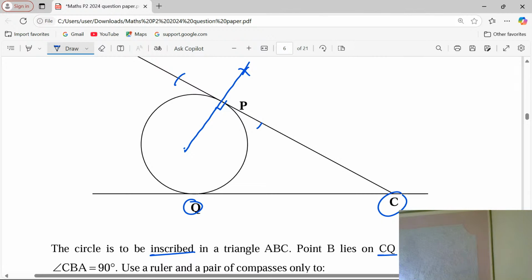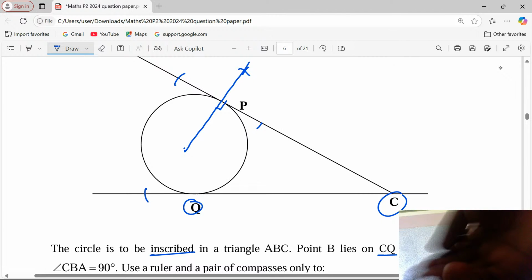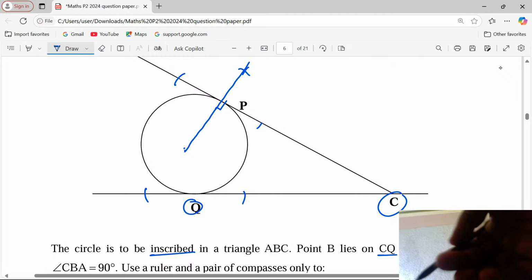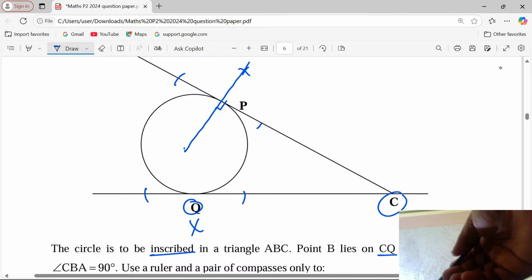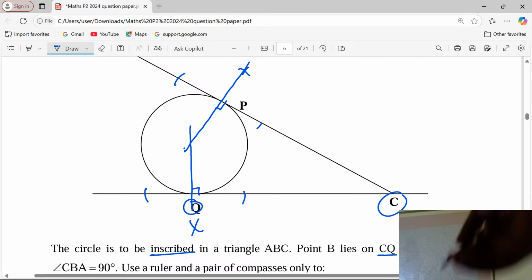A perpendicular through there. This perpendicular automatically will pass through the center because it becomes a radius. Then we do the same at Q. We construct a perpendicular through here. We construct a perpendicular through there.